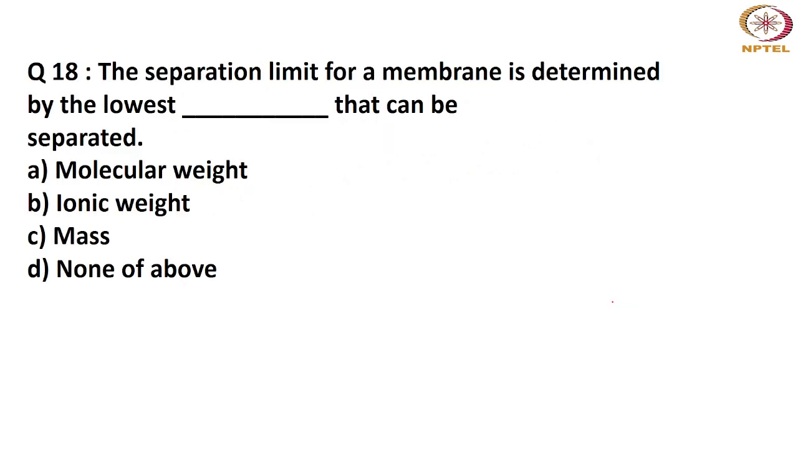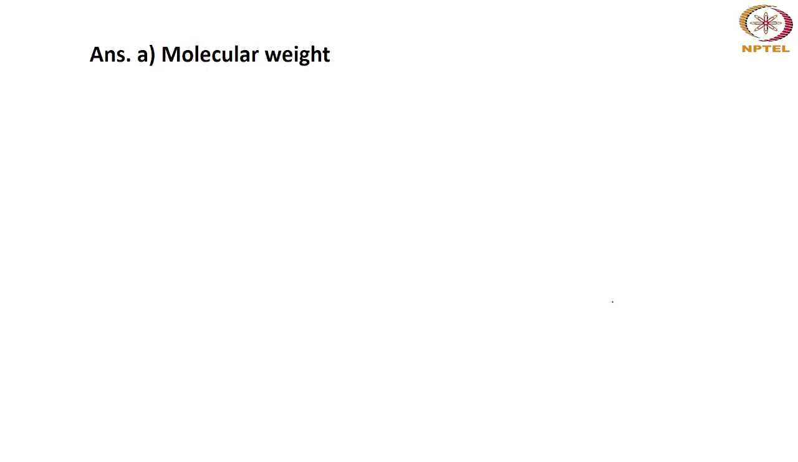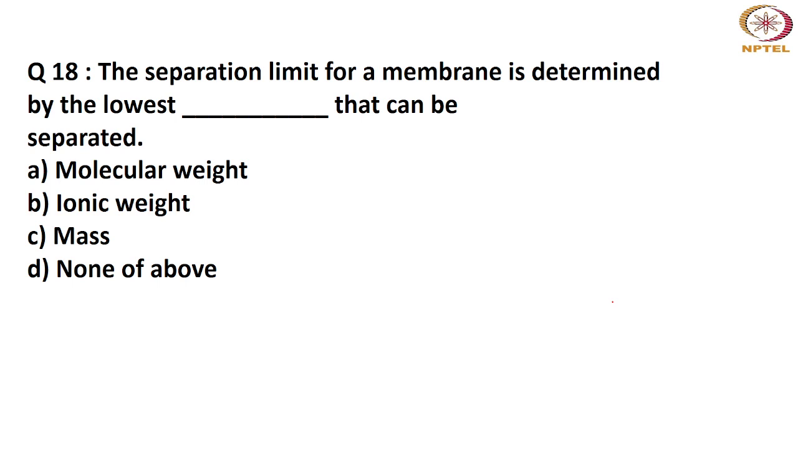The next one: the separation limit for a membrane is determined by the lowest of what that can be separated? The correct answer is molecular weight. Based on this molecular weight, we can say what is the limit of separation of a particular membrane, in the case of nanofiltration, ultrafiltration, or RO. So depending upon the molecular weight, we can divide.